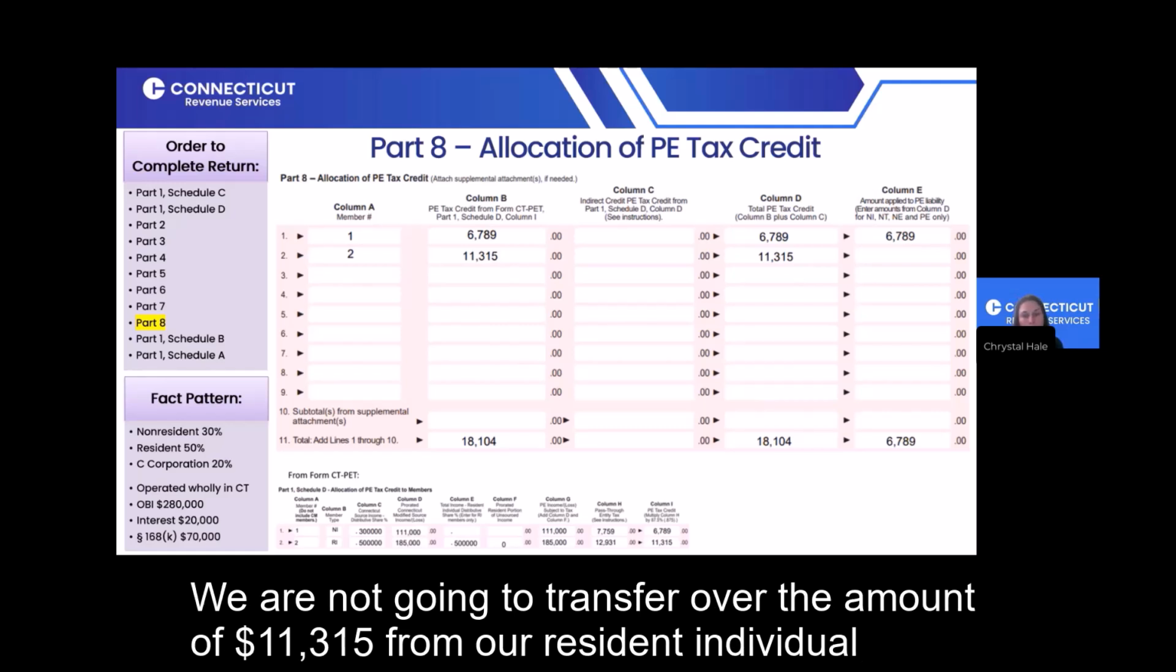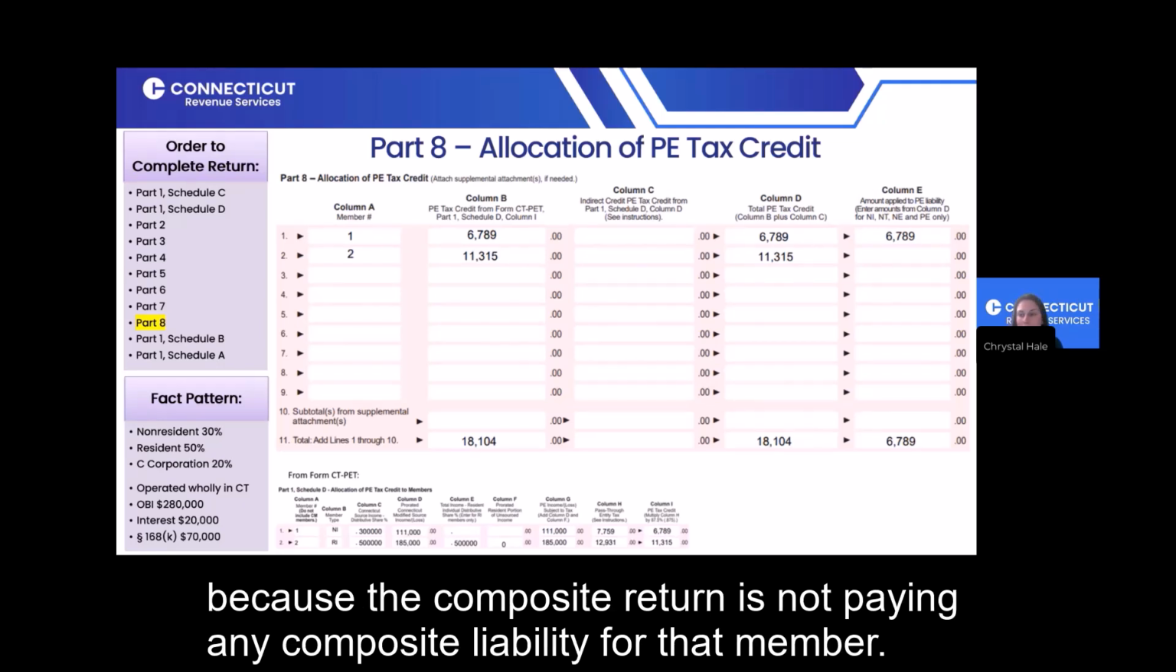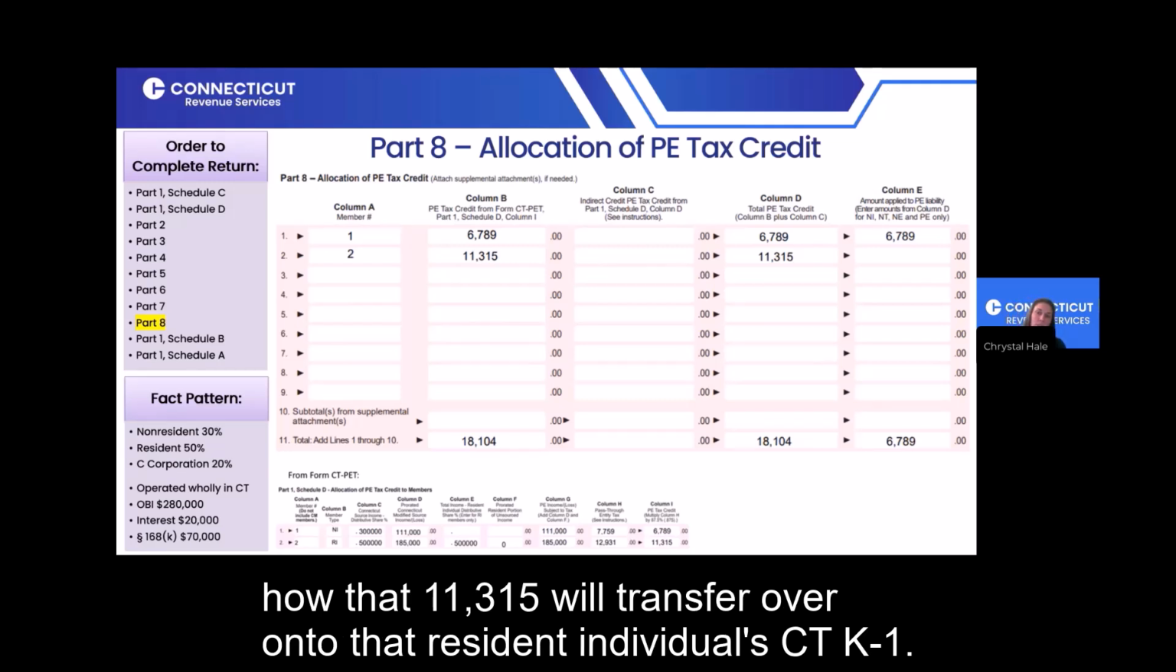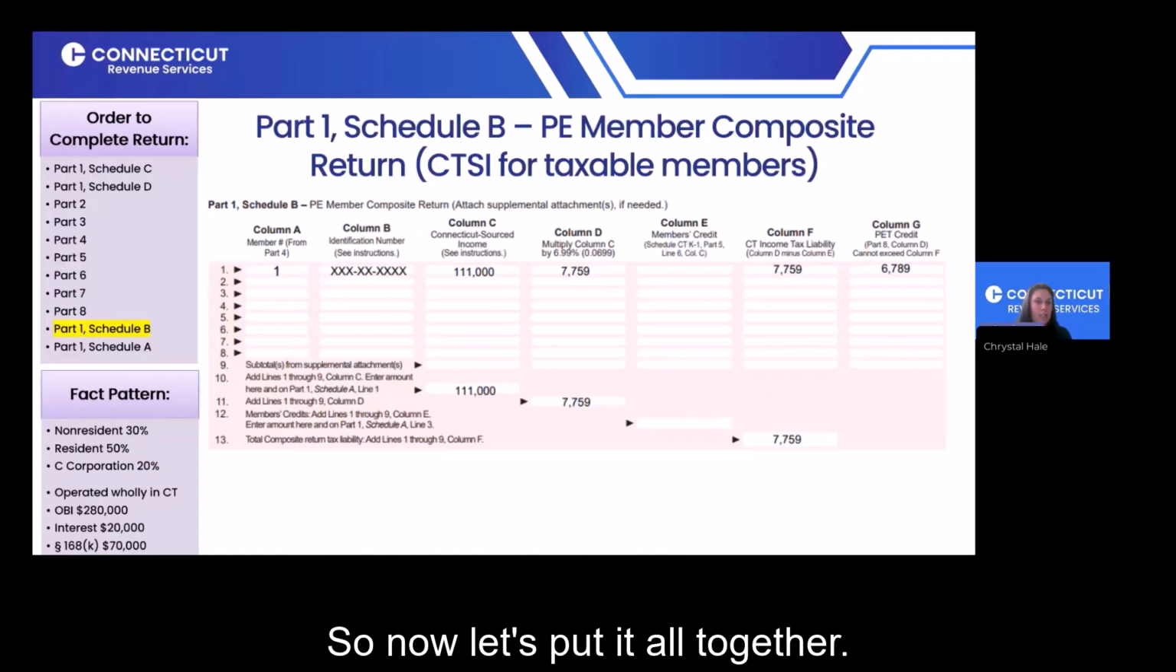We are not going to transfer over the amount of $11,315 from our resident individual because the composite return is not paying any composite liability for that member. So as you can see, when we complete the schedule CTK1s, how that $11,315 will transfer over onto that resident individual's CTK1. So now let's put it all together.